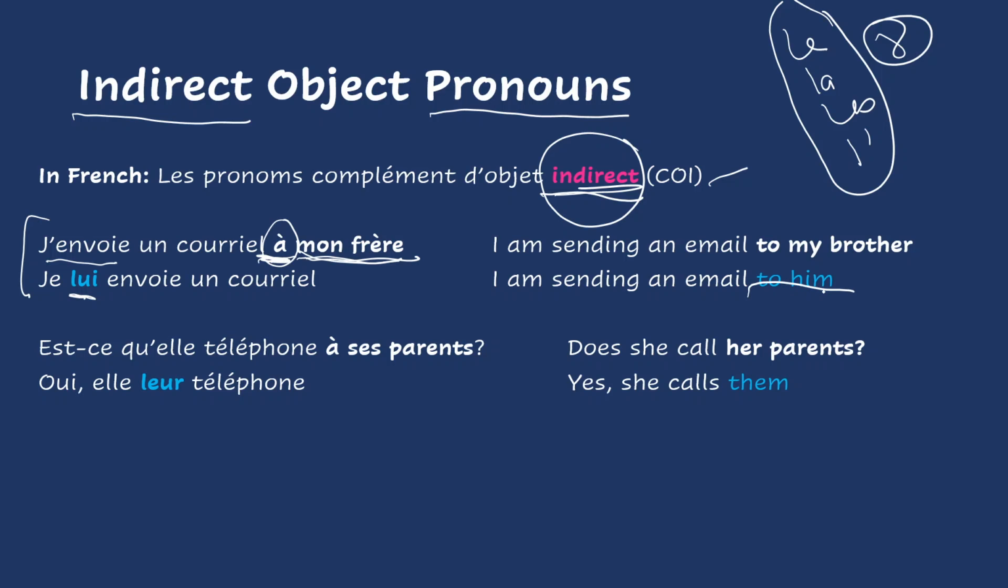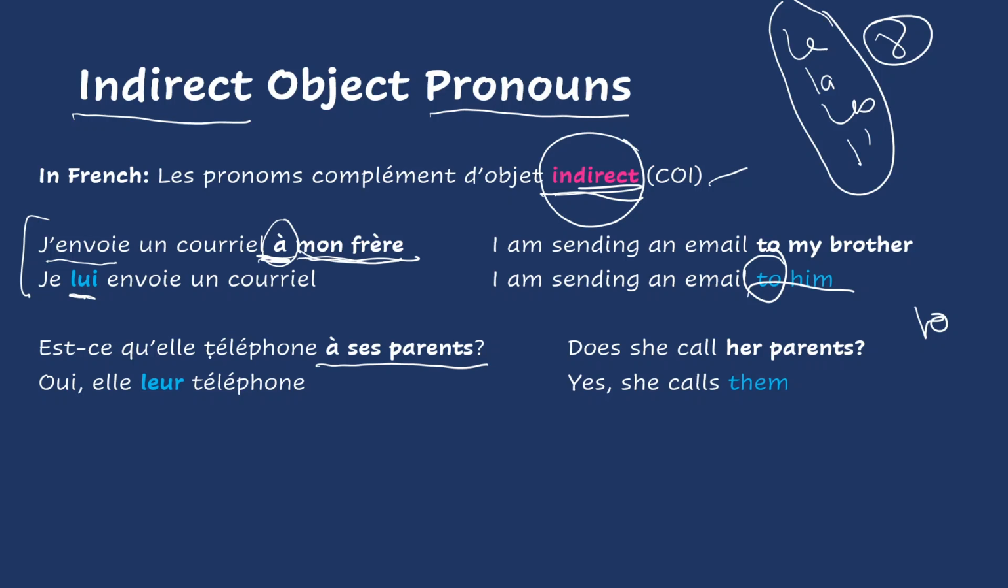But be careful, because sometimes in English you do not have the preposition to. For example, does she call her parents? But in French, when you translate the sentence, usually it is est-ce qu'elle téléphone à ses parents? So most of the time you will have the preposition to in English, so you know that you need to use the indirect object pronoun, but not all the time.